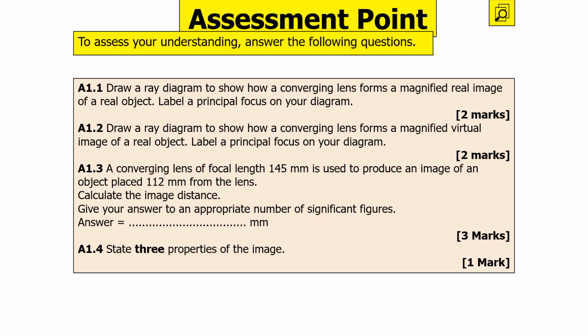Then a convergent lens of focal length 145 millimeters is used to produce an image of an object placed 112 millimeters from the lens. Calculate the image distance with an answer to the appropriate number of significant figures, and then state 3 properties of this image. So pause the video now, then unpause the video when you want to go through your answer.